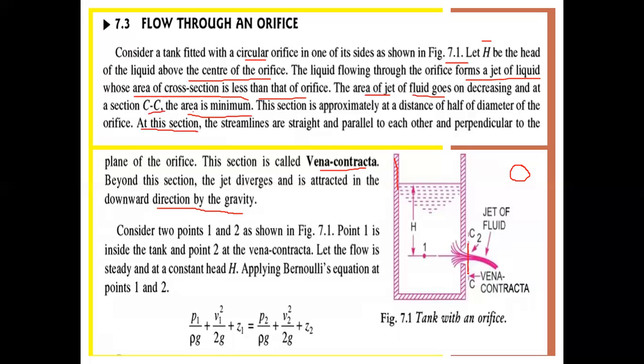So if you make a section here, CC, the area is minimum. This section is approximately at a distance of the diameter of the orifice. The streamlines are straight and parallel to each other and perpendicular to the plane of the orifice. These are known as vena contracta. So this is a jet of the fluid. From its center up to the top level of the water, we call it the net head, the head of the liquid.